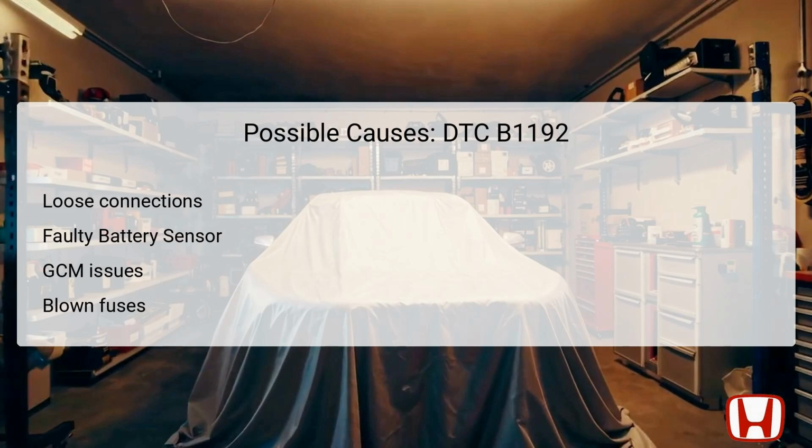Issues within the Gauge Control Module can also contribute to this DTC, indicating that the module may require testing or replacement. Blown fuses, specifically the number A28 BMS 30A and number A8 7.5A fuses, should also be checked as they can interrupt the circuit. Addressing these potential issues is crucial for restoring communication between the systems.